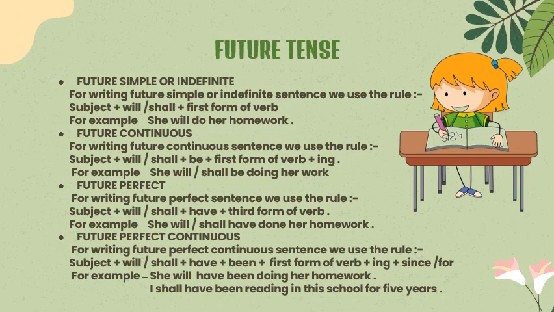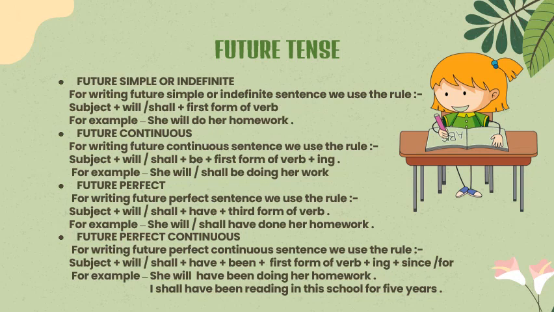Now, the next one is future perfect continuous. Future perfect continuous tense is used for actions which will be in progress over a period of time that will end in the future. Example, they will have been teaching for 10 years next July.